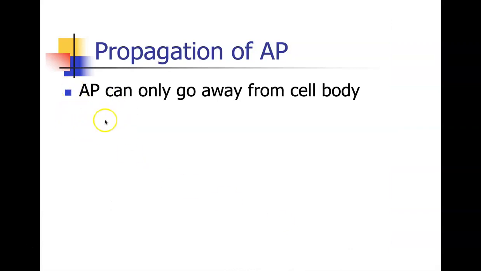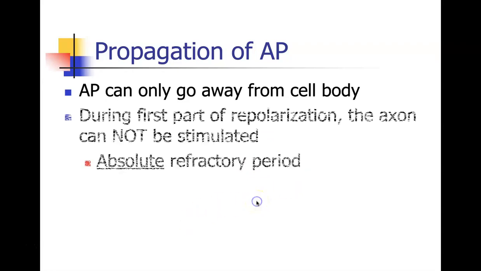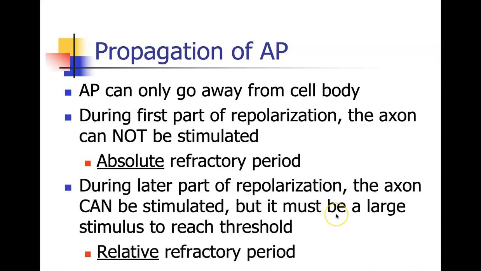So on that previous slide we showed you, the action potential can only go away from the cell body because it initiates at that axon hillock and then moves down the axon on adjacent sections of that cell membrane. So this is a repeat of what we said before. During the first part of repolarization is your absolute refractory period. The later part is your relative refractory period.